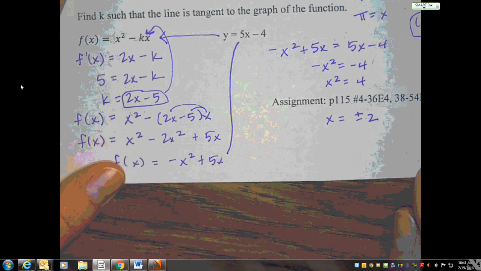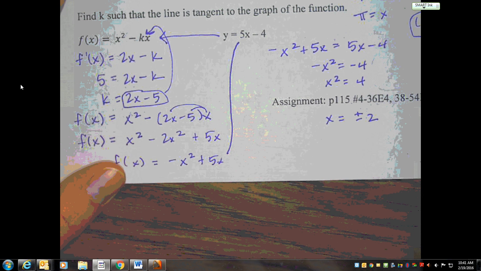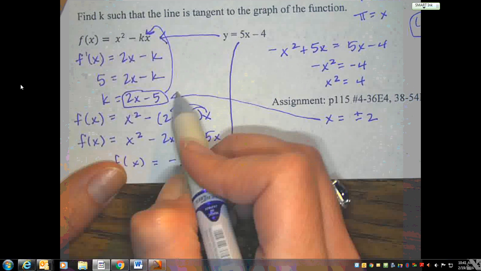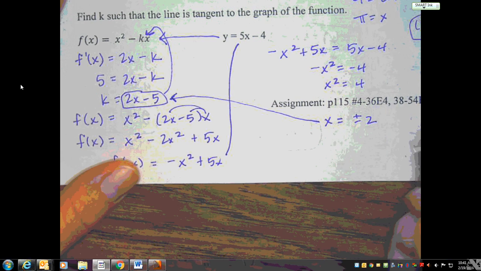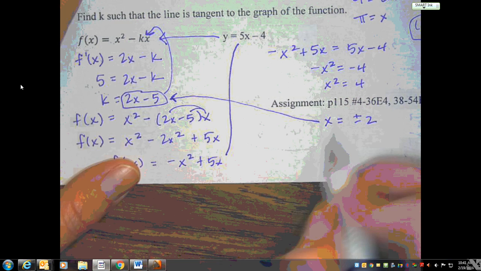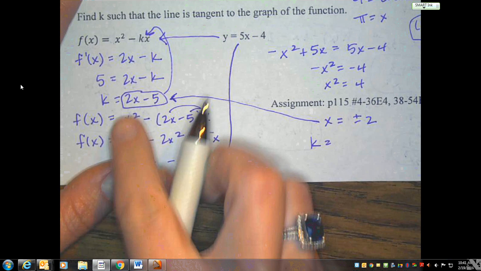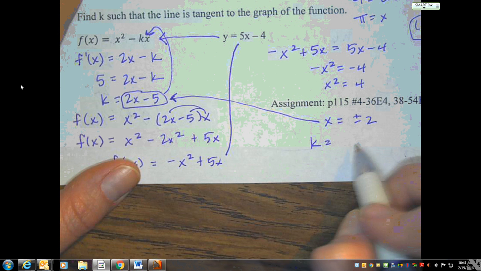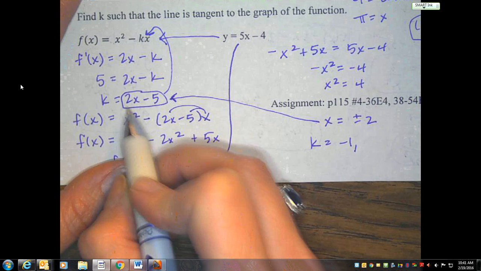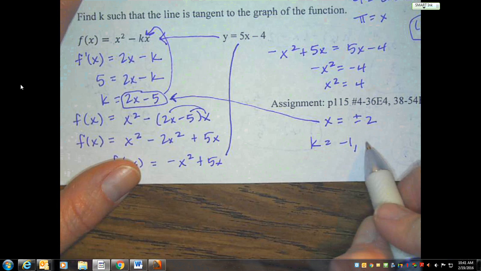But did they ask for the address? No, they want to know k. What do I do with the x? And I'm going to draw a bunch of arrows because this is my notes and Mrs. Major's not coming home with me. So I need to know what I did. So I take the positive 2 and I plug it in. 2 times 2 minus 5 is negative 1. Negative 2: 2 times negative 2 is negative 4 minus 5 is negative 9.